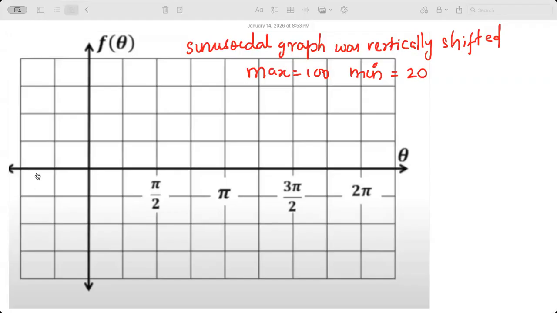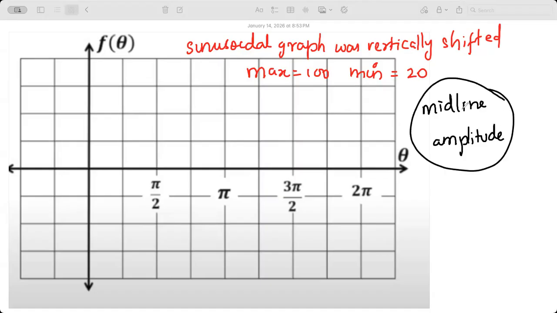Can you please tell me what is the midline and the amplitude? That's the question. What is the midline? What is the amplitude? Please, come up with your thoughts. I'll help you here.